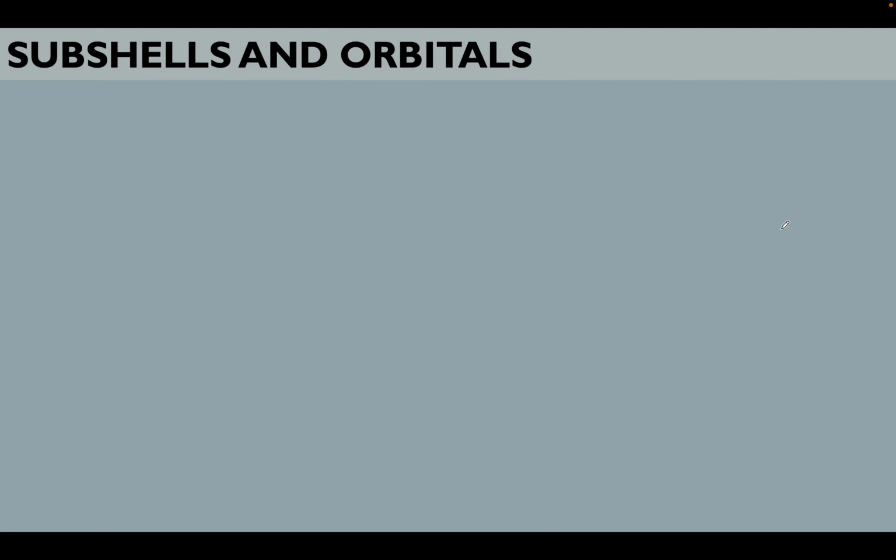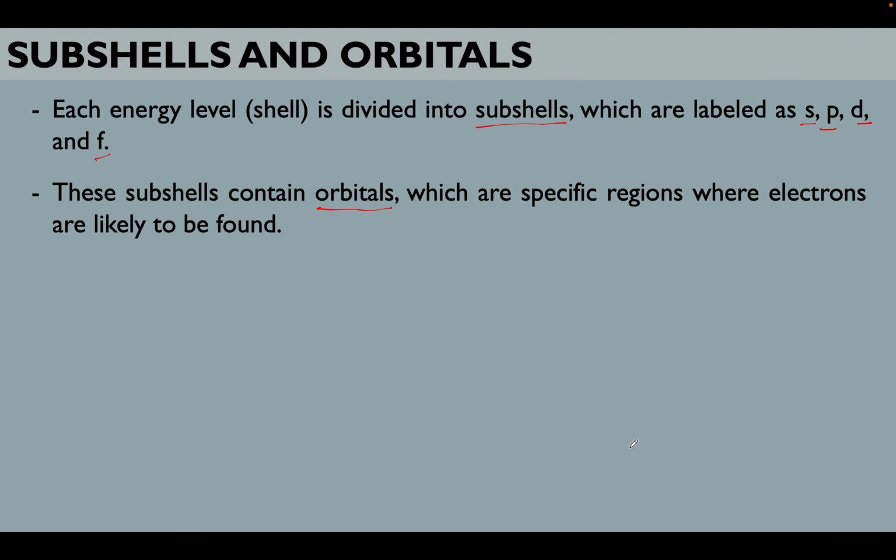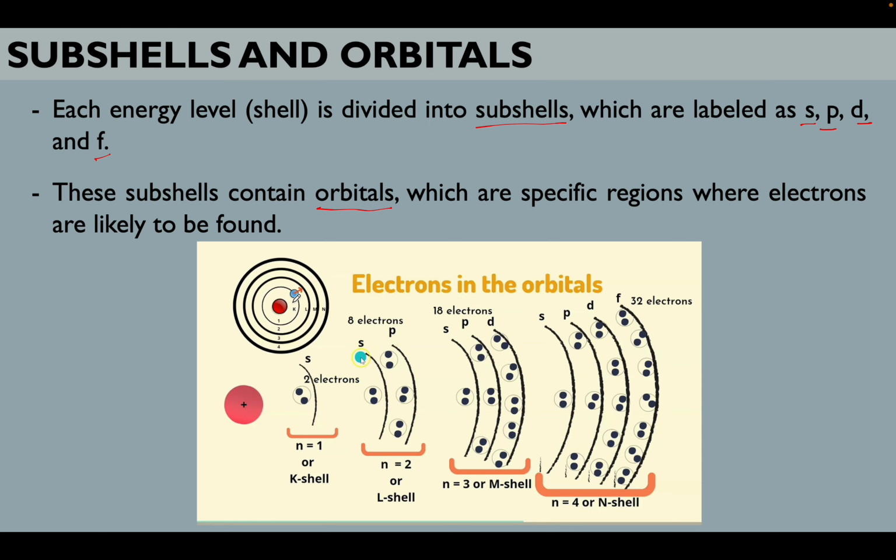Okay. So how about the subshells and the orbitals? So for subshells, each energy level is divided into subshells, which are labeled as S, P, D, and also F. So kani sila nga subshells, they contain orbitals, which are specific regions where the electrons are likely to be found. So, as you can see here on the figure, n equals 1, we call that the K shell. So n equals 1 has one orbital. So the S subshell has one orbital.